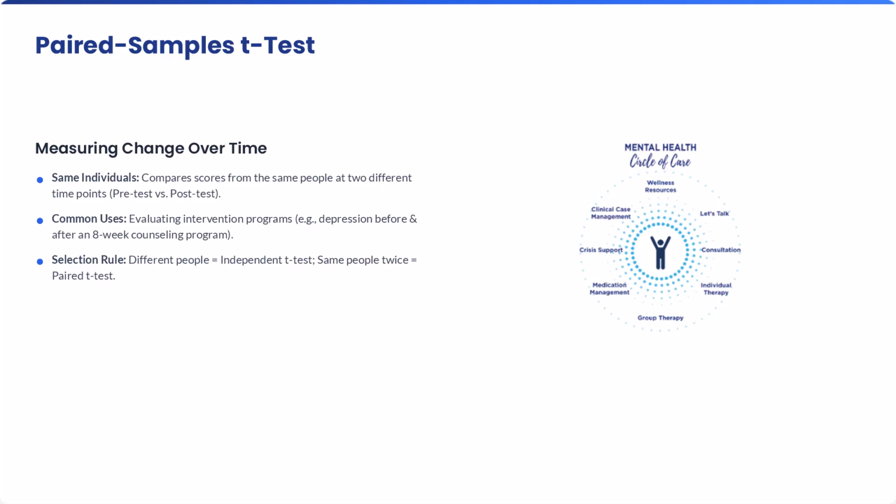Unlike the independent samples t-test, the paired samples t-test evaluates change within the same group of individuals measured across 2 time periods. Each person serves as their own baseline control. Common applications include pre-test, post-test evaluations, such as measuring student depression before and after an 8-week counseling intervention, or exam scores before and after a tutoring workshop. The test analyzes the mean of individual difference scores. The selection rule is straightforward. If you are comparing 2 distinct groups, use an independent t-test. If you are tracking the exact same individuals over time, use a paired t-test.